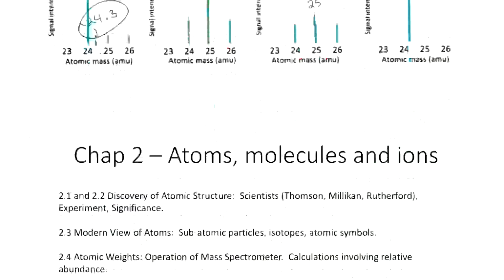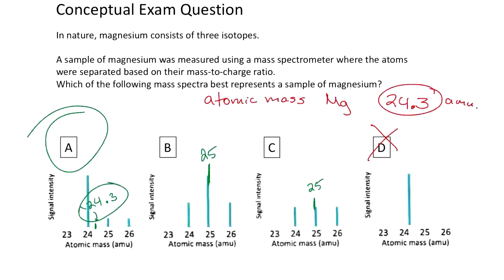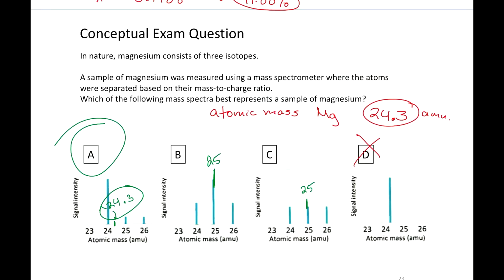All right. Okay, so that is our atoms. Yeah, so that's the last mathy part of the chapter. I guarantee you there will be some type of weighted average atomic mass question on the exam. You might have to calculate it, or it could be conceptual like this, understanding how to read a mass spectrum and assess weighted averages from it.